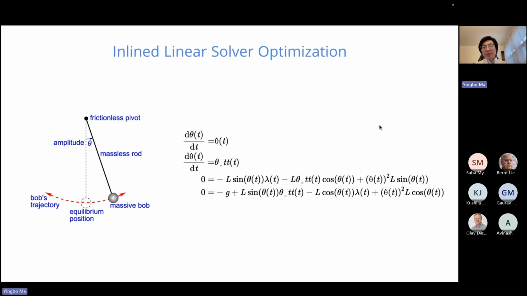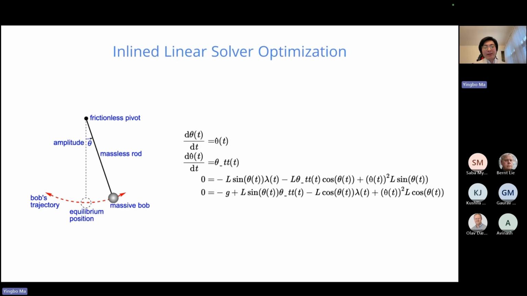And for the remainder of this talk, I want to talk about a few new transformations that we have done in JSON compiler, and also some of the future directions of JSON compiler and modeling toolkit. So the first transformation that we have implemented in JSON compiler that is not yet implemented in modeling toolkit is inline linear solver optimization.